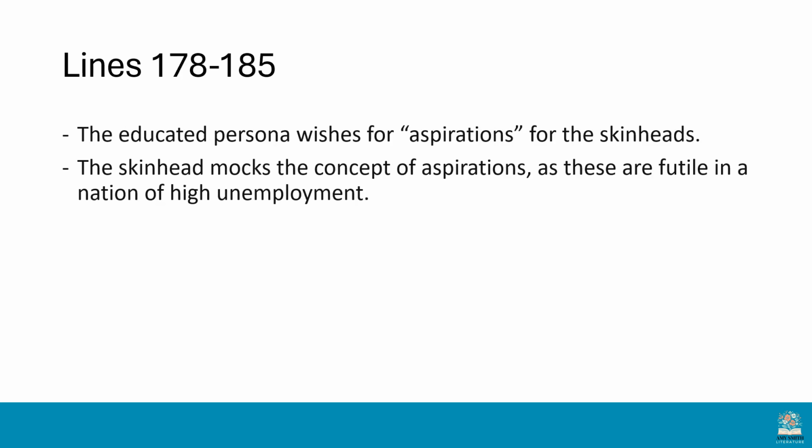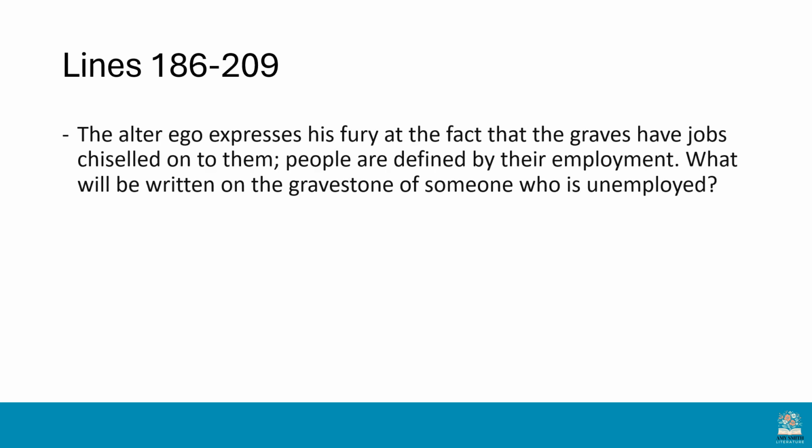As we progress then, the educated persona tries to defend himself, and he says, look, all I want is to speak for you. I want to give you a voice, and I want aspirations for you so that you can have a better future. And the skinhead mocks this concept of aspirations. He says, look, it's a load of rubbish. These are futile. The country is a place of high unemployment. We have no education. We have been let down by the government. So your kind of poetic attempt to give us aspirations, that is a total failure. And here we see kind of Harrison's despair, I suppose, at the purpose of his poetry.